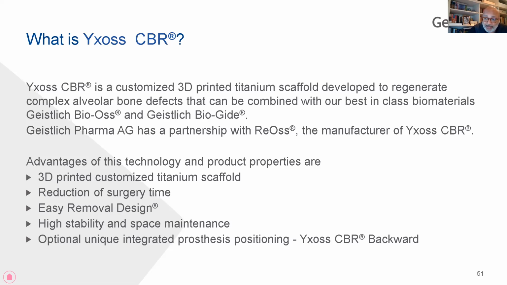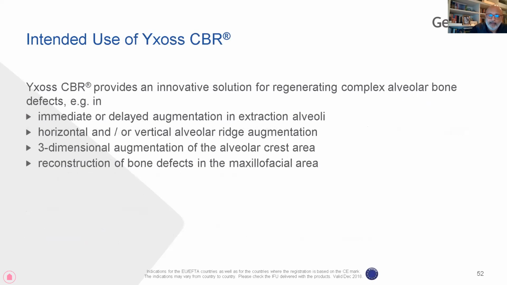High stability and space maintenance, absolutely. Optional, unique integrated prosthesis positioning, and that's what I was talking about. They call it sort of CBR backwards. It's immediate or delayed augmentation in extraction alveoli, horizontal and/or vertical alveolar ridge augmentation. I think we get decent ridge augmentation on this. You know, not always successful.